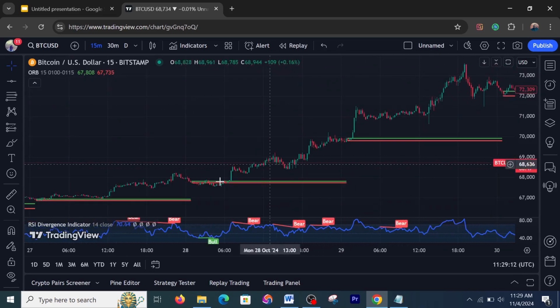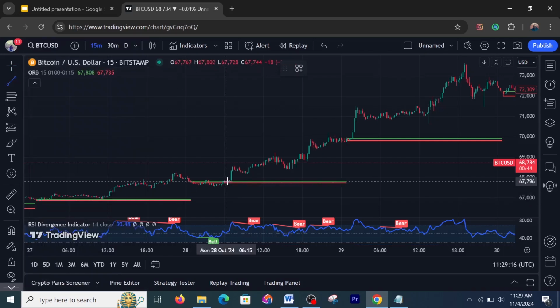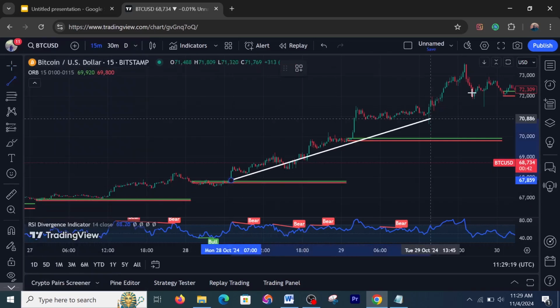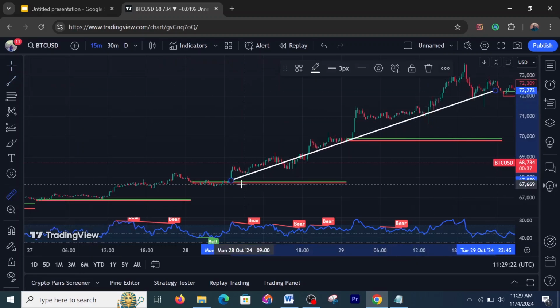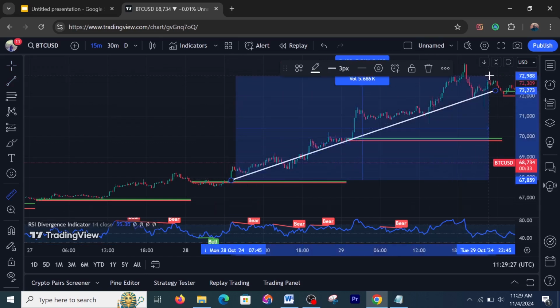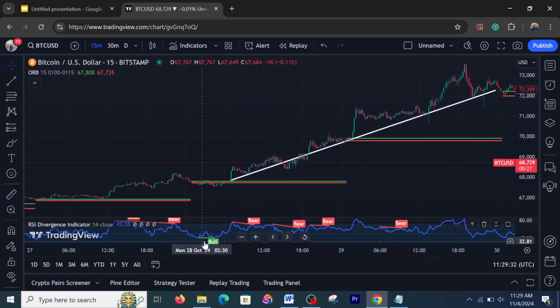So just imagine you had taken the trade at this point and bam, you just go up to this point, and this will give you a certain percentage, up to about 8% profit if you just follow the ORB strategy paired with the RSI divergence.